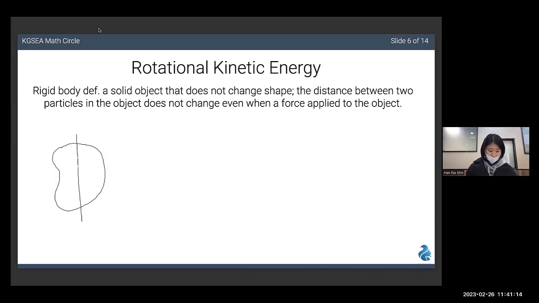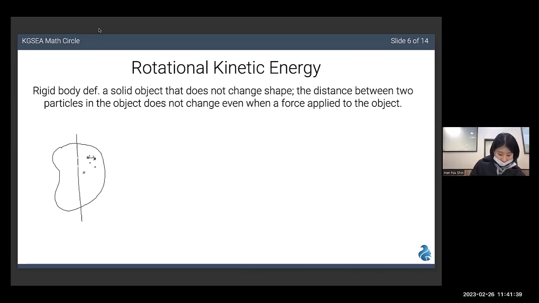So here's a blob, and this rigid solid body is made up of tiny masses, right? These are my masses, and the distance between two particles in this rigid body, let's say this one and this one, are constant. They don't change, even when a force is applied to the object. That's the definition of a rigid body.